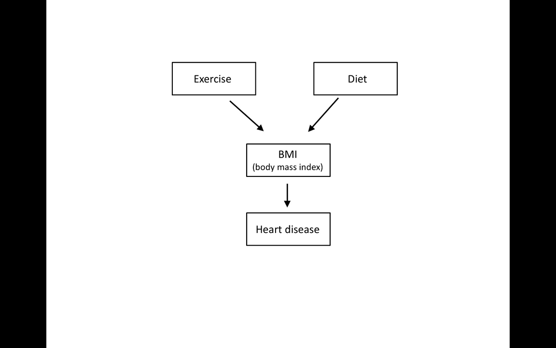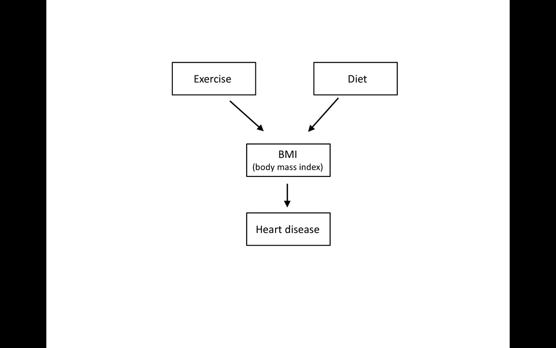A variable that is the effect of two or more causes is called a common effect, and common effects can be direct or indirect. In this graph, body mass index is a direct effect of the amount of exercise and a direct effect of diet. Thus, it's a direct common effect of exercise and diet.